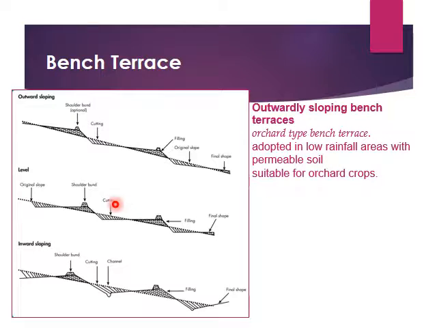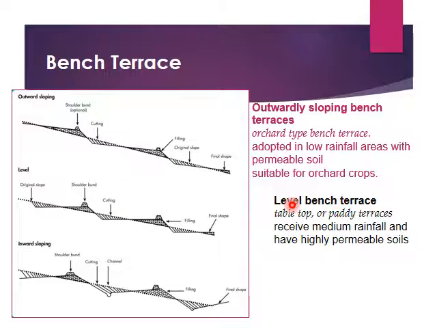Then the second one is level bench terraces, or tabletop. Like a table, it will be flat. It has a flat surface, or it is also called paddy terraces. It is suitable for areas having medium rainfall and highly permeable soils.